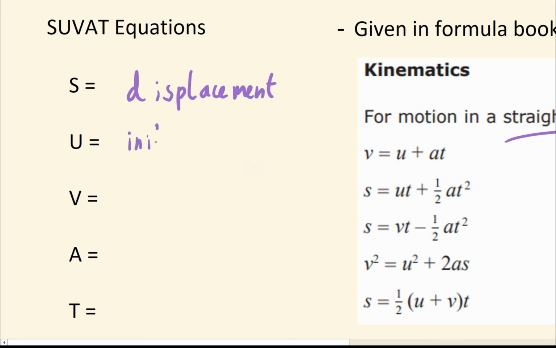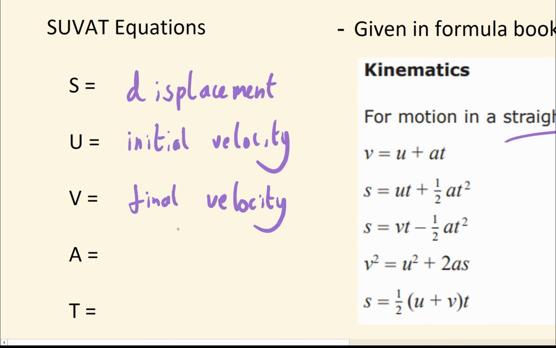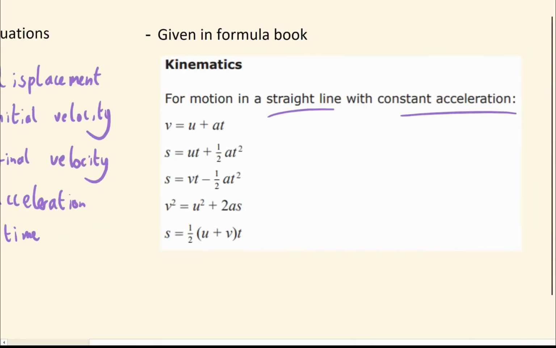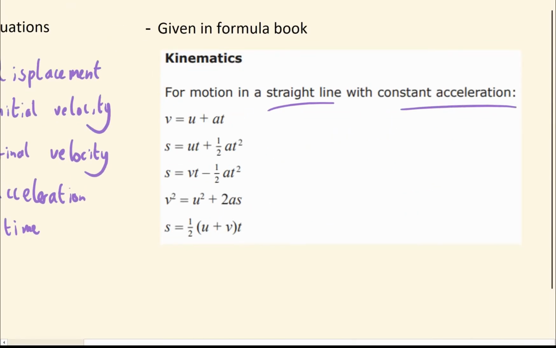U is the initial or start velocity. V is your final velocity. A is acceleration. And lastly, T is time. In your formula booklets, you'll be given these 5 formulae. Each of them works based on what things you know and what things you want to work out. I'm just going to go through a couple of examples to show you how you'd use them.